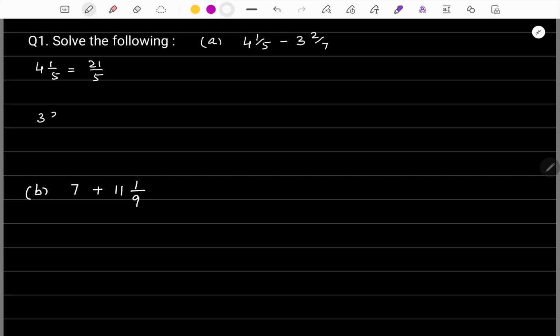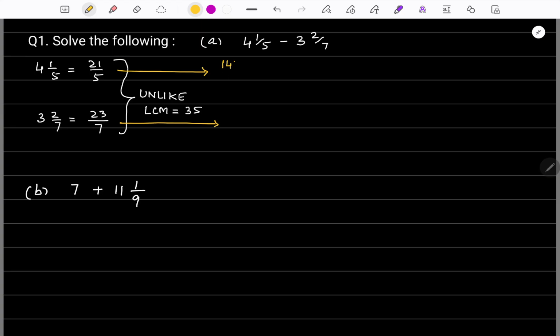When we convert 3 2 by 7, we get 23 by 7. Now when we look at these two fractions, they are unlike in nature and they need to be converted into like. For that we would need the LCM. The LCM here comes out to be 35. Now when we convert these into their like forms, 21 by 5 gets converted to 147 by 35 and 23 by 7 gets converted to 115 by 35.